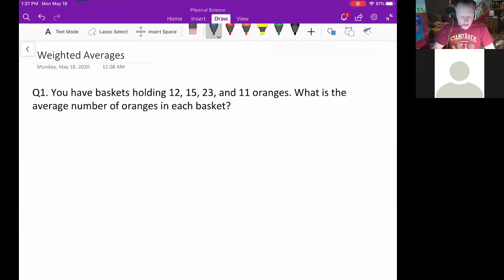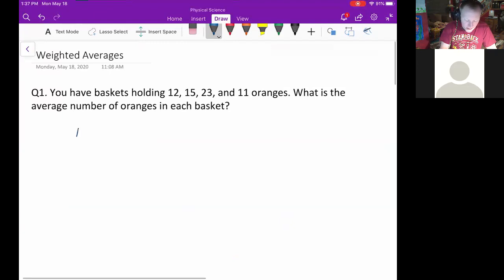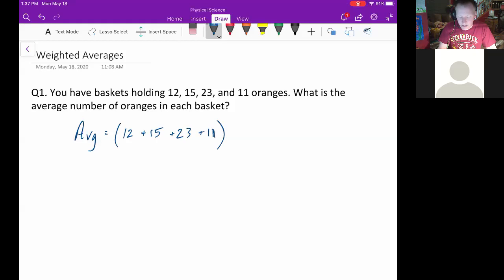Well, you know how to do this. You know that to find an average, which I'll abbreviate as AVG here, you add them up, 12 plus 15 plus 23 plus 11, and then you divide by the total number of things that go into it. So 4 in this case, divided by 4. So I would add the stuff up on top first. It's 50, 61, divided by 4. And then when I divide that out, I get 15.25 oranges per basket. Pretty simple stuff. That part's not too bad.